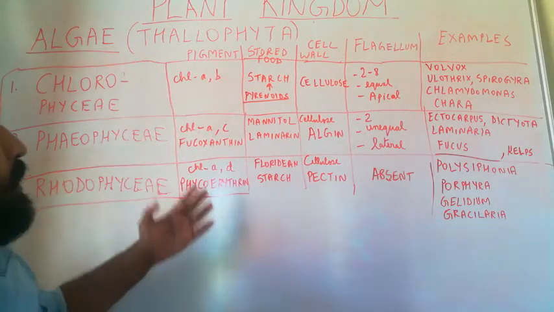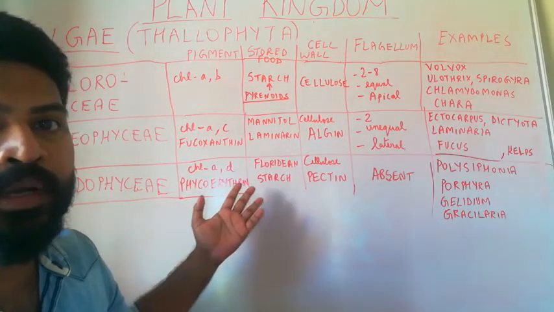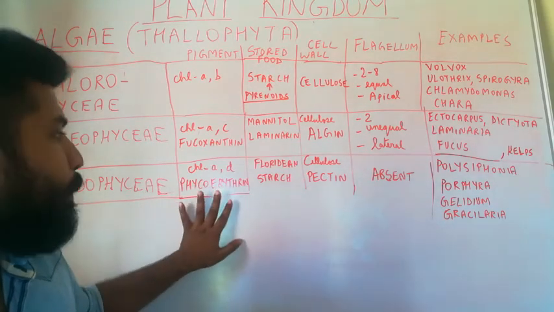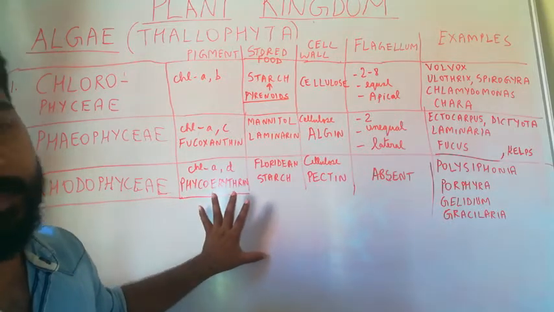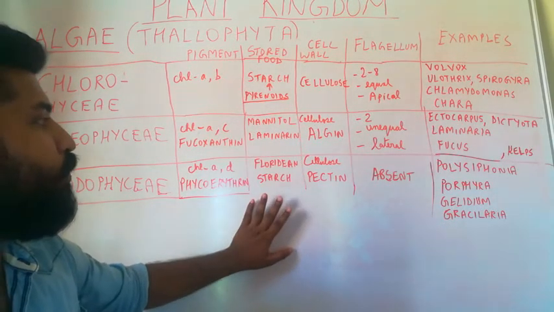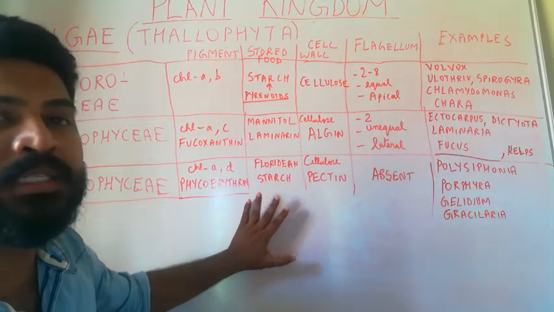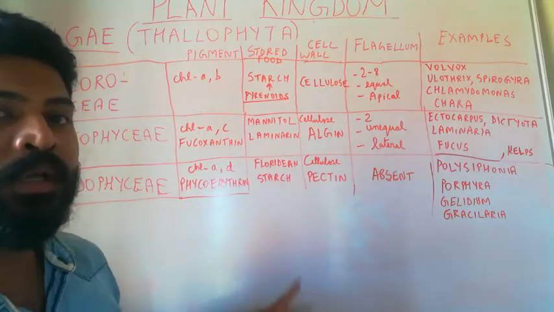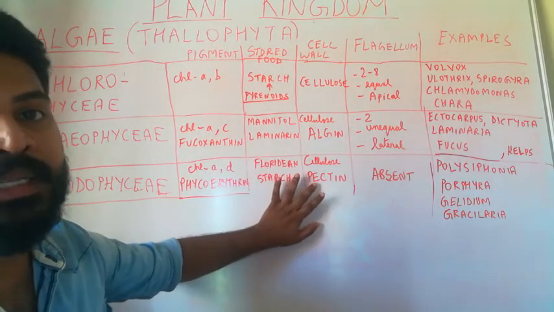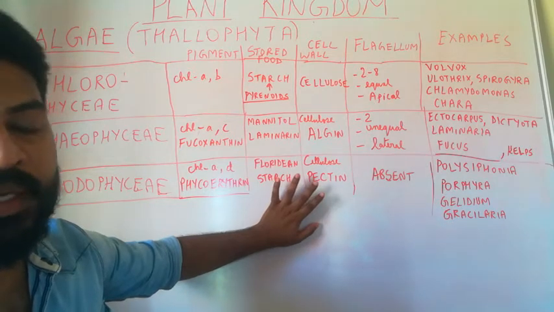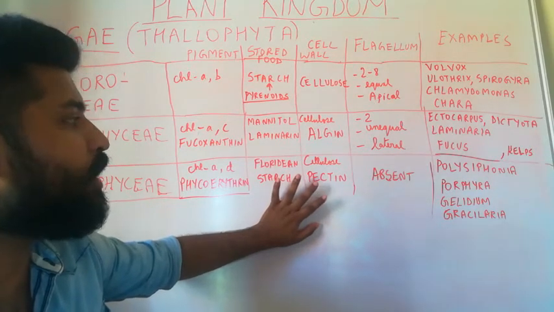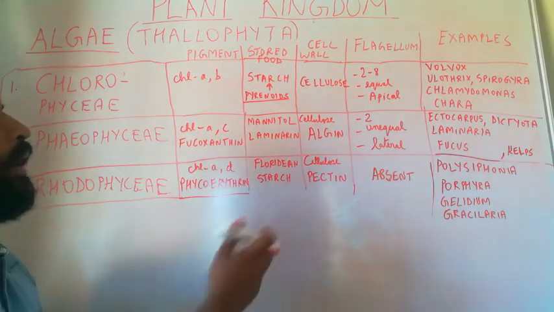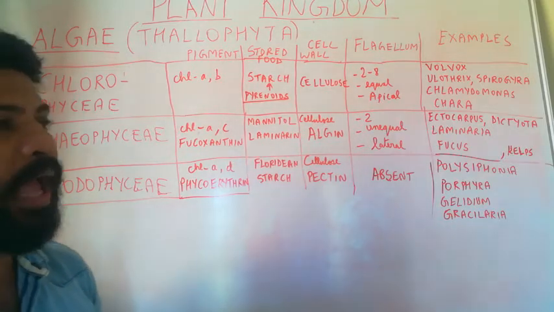The chlorophyll pigments are chlorophyll A and chlorophyll D. The color red comes from the pigment phycoerythrin. Food is stored in the form of floridean starch which resembles glycogen. Cell wall is made up of cellulose and pectin. Pectin is an important composition of the cell wall. Other than this, there are also some polysulfate esters seen in the cell wall. And as I told you, flagellum is completely absent.